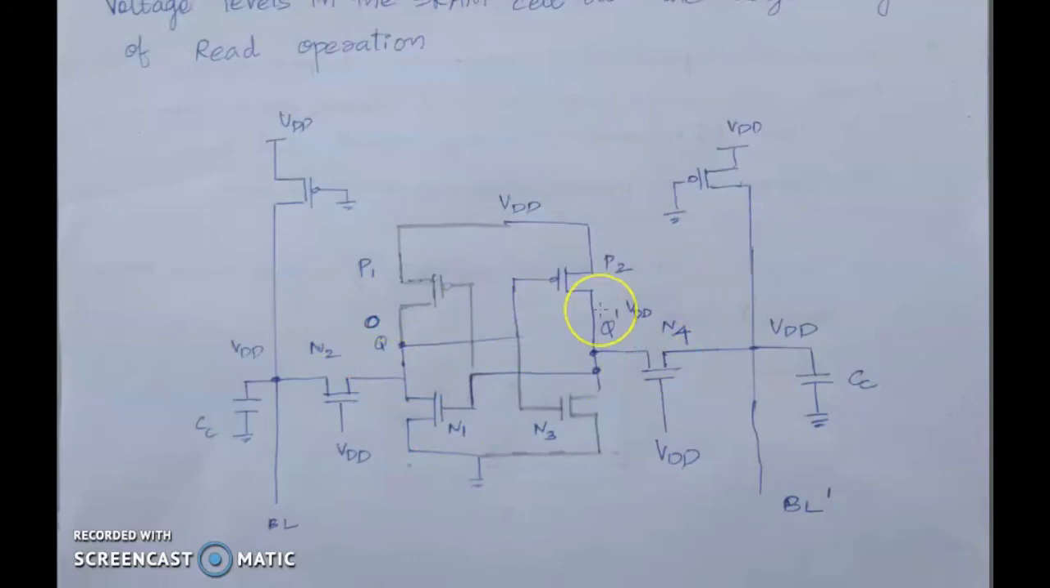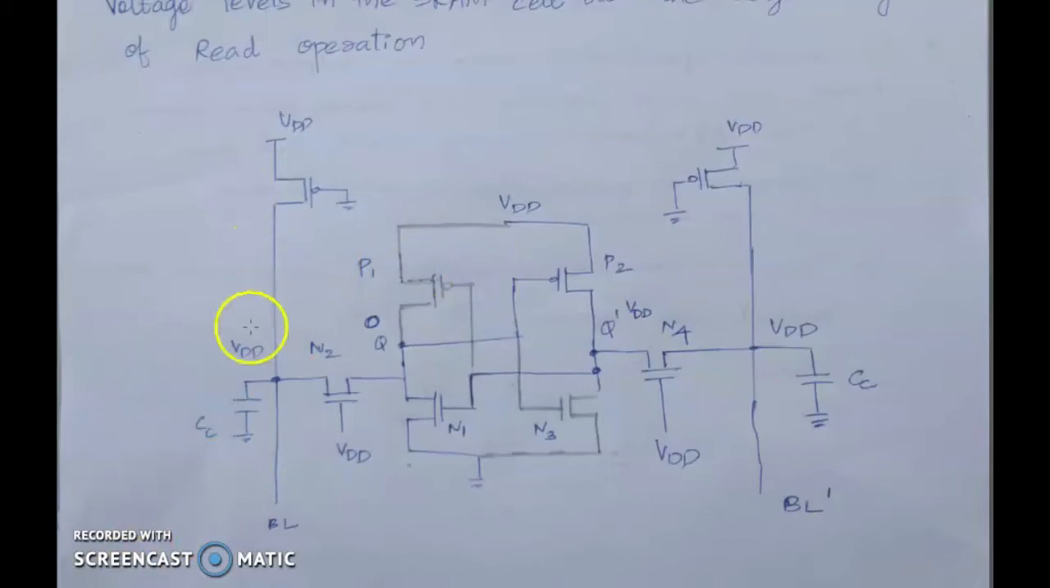In read operation, what you are doing is just reading the data that is stored in the memory cell. Suppose Q is 0 and Q bar is 1, what do we want? We want the bit line to be 0 and the bit line bar to be 1. So that is what we need. So in read operation, the bit lines will act as the output lines.